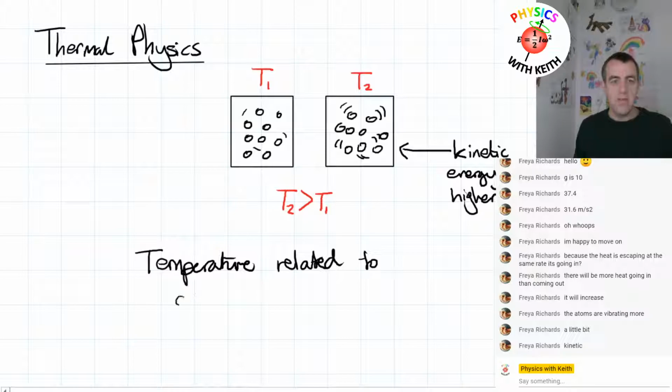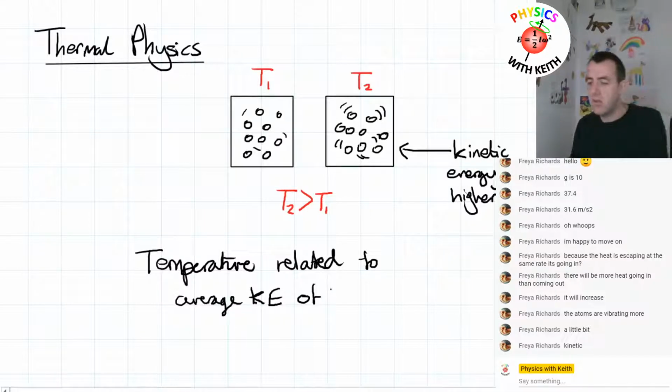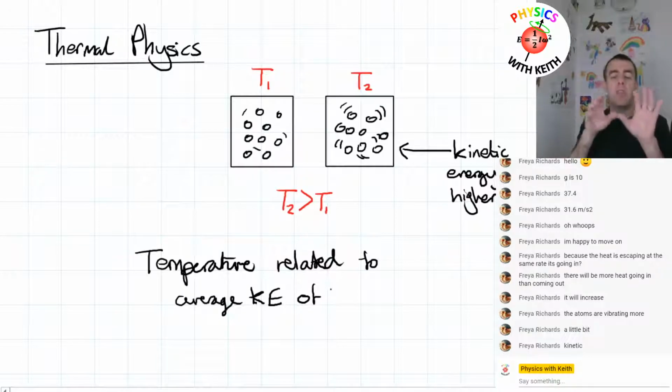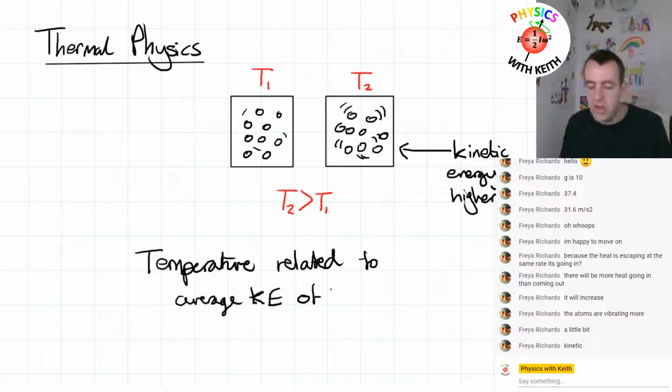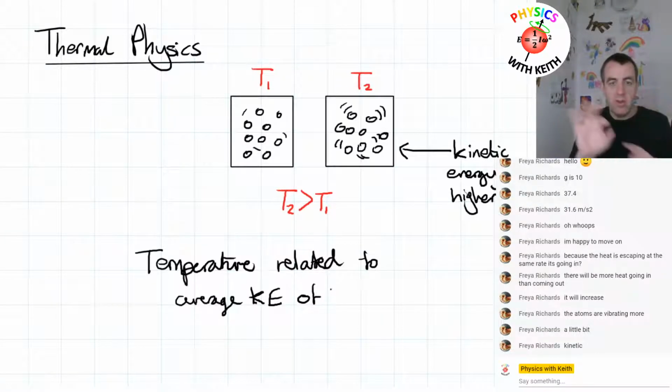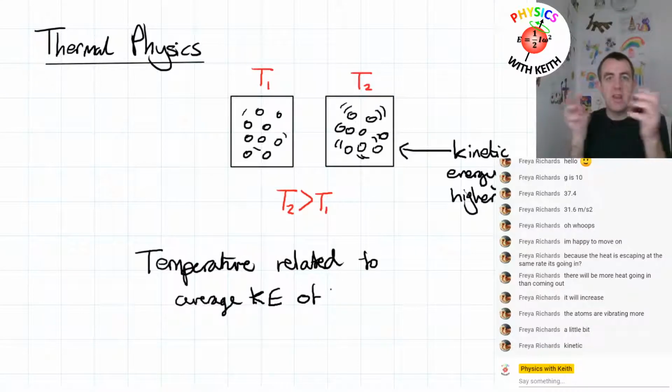related to the average kinetic energy of, and I keep saying particles. Particle means the smallest chunk of matter that's the same type of matter. So a particle of water is a molecule, H2O. You can get lots and lots of particles of water together, but once you get an H2O molecule, if you break that down any smaller, it's not water anymore. So a particle of water is a molecule of H2O.